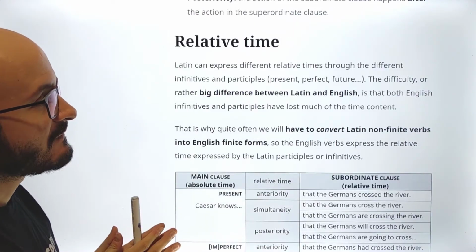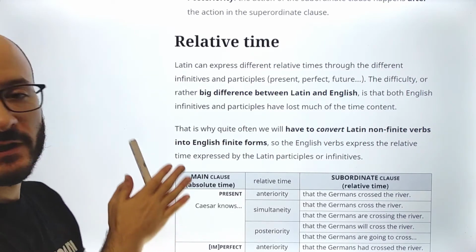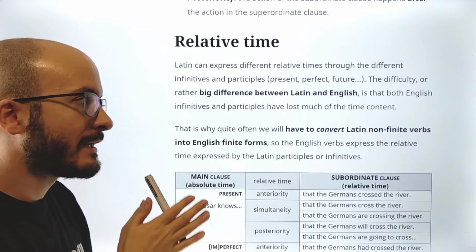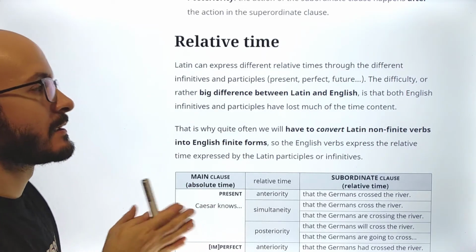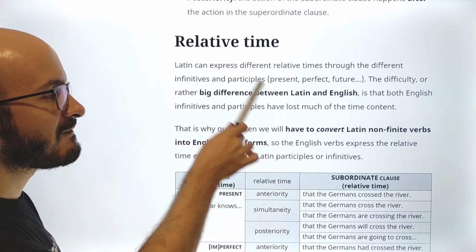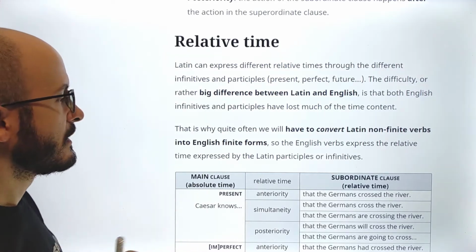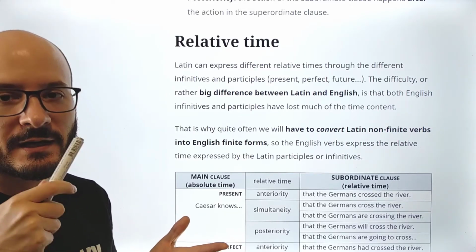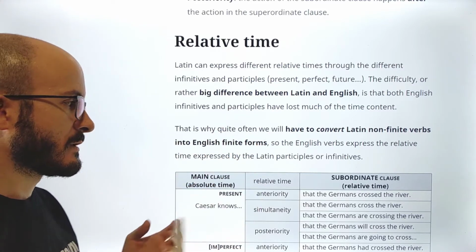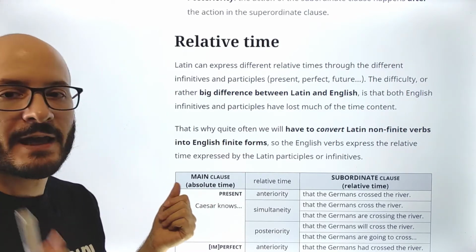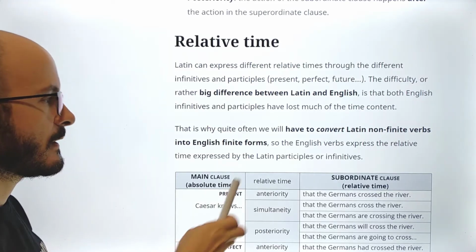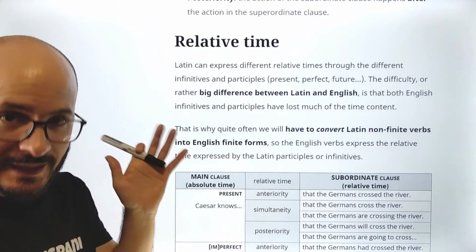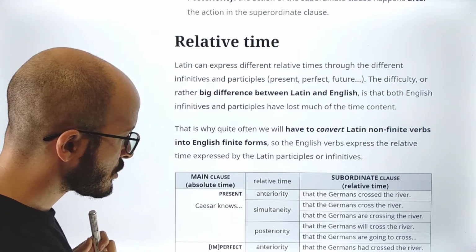Latin can express different relative times through the different infinitives and participles, present, perfect, future, which we will study soon. The big difference between Latin and English, or between Latin and Spanish, or any other languages you might know, is that both English infinitives and participles have lost much of the time content. That is why quite often we will have to convert Latin non-finite verbs, that is, participles and infinitives, into English finite forms, like I have, he has, had, etc. So the English verbs express the relative time expressed by the Latin participles or infinitives. Again, this is kind of complicated right now, but it is going to be super clear.